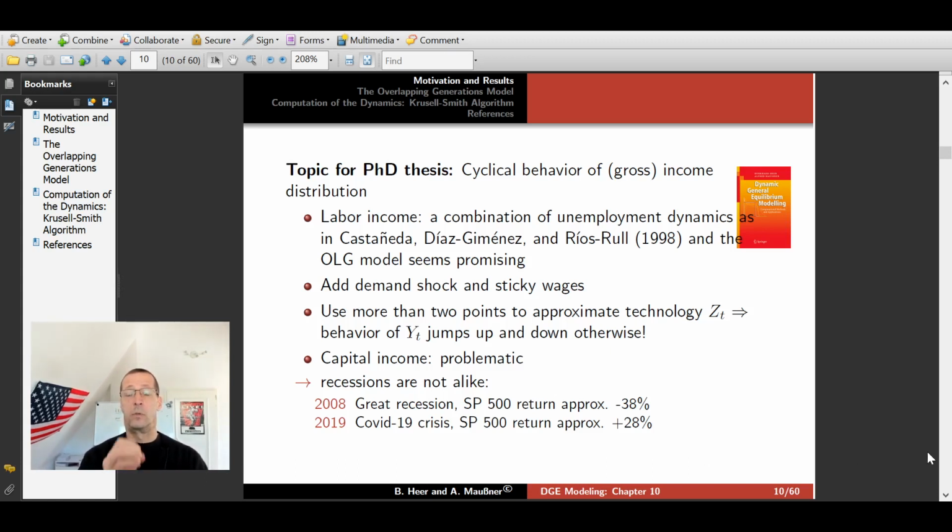And to model these particular characteristics of the episodes of different recessions is a challenge. And if you combine this with the points I have mentioned before, a combination of unemployment with finite lifetime, demand shock, sticky wages, and a better approximation of the technology shocks, well, you really might have a nice PhD paper and a nice idea for an article.